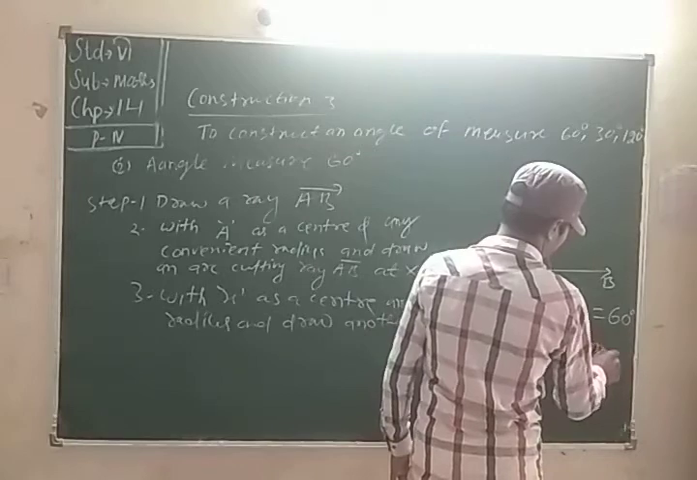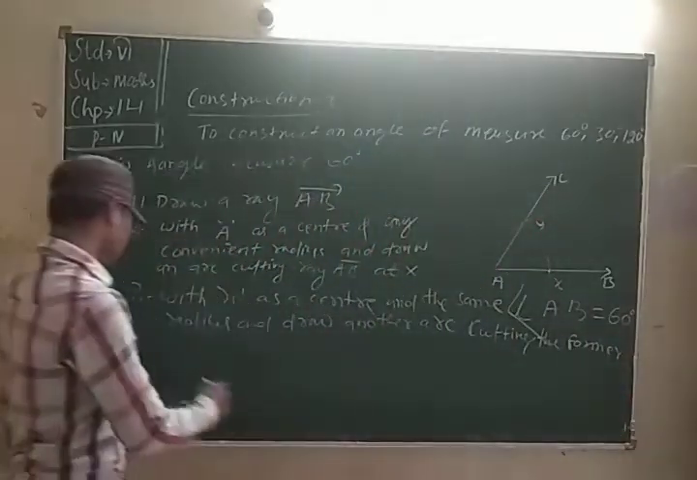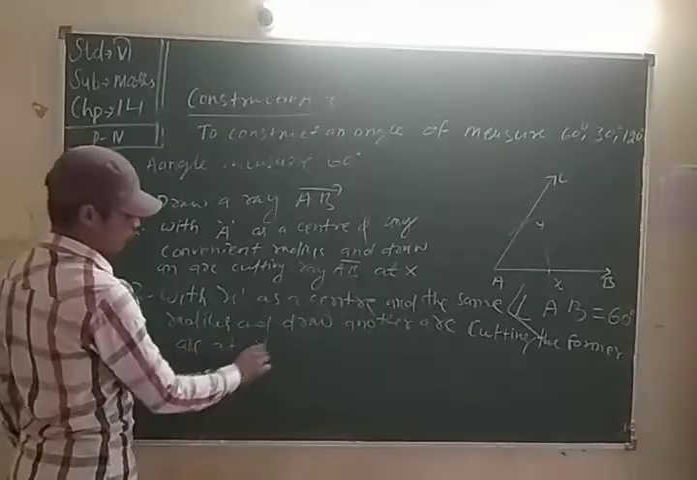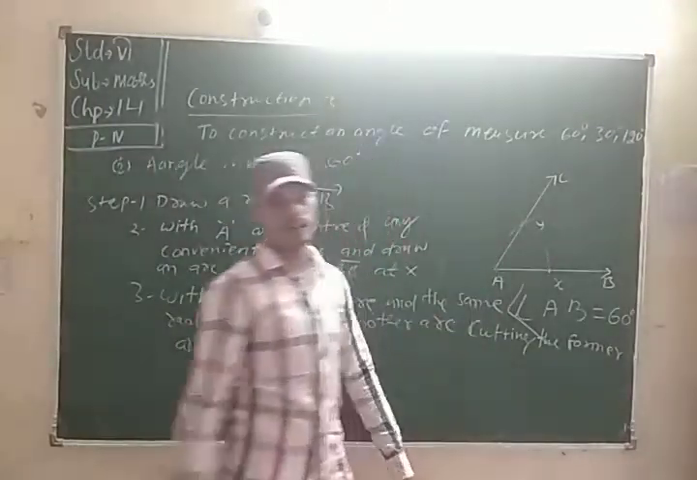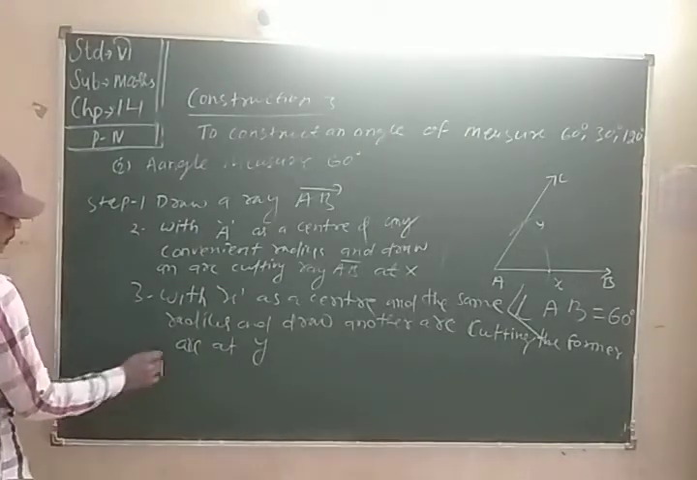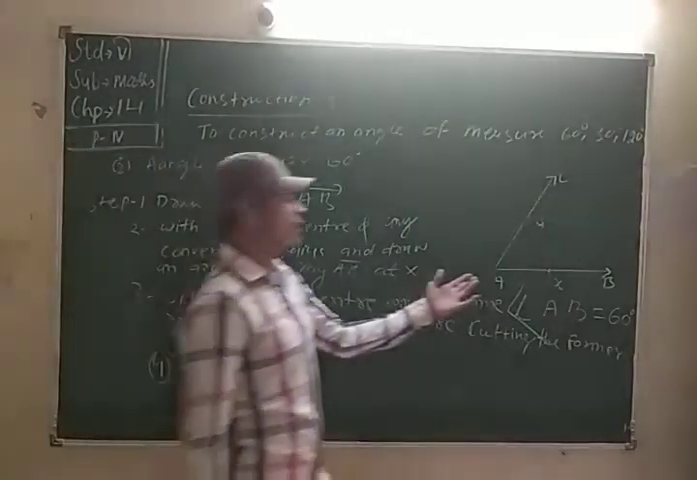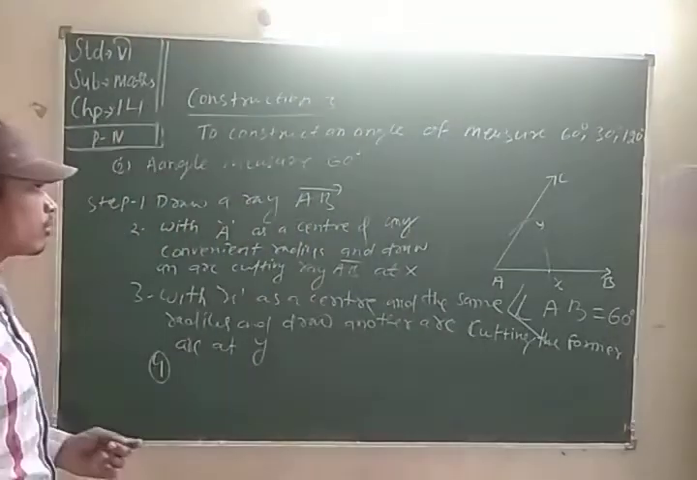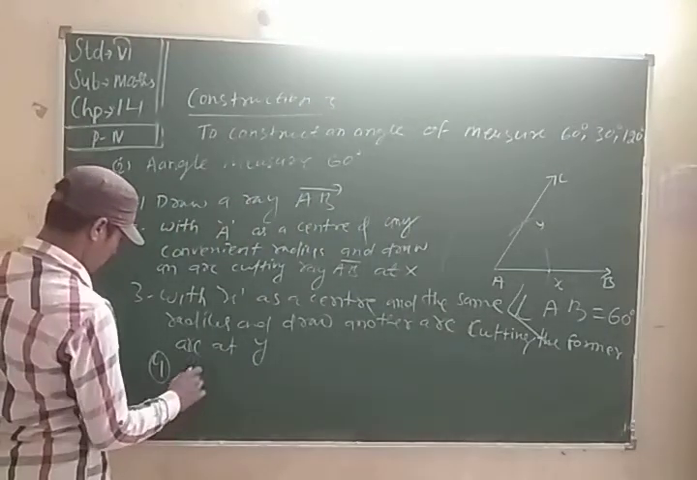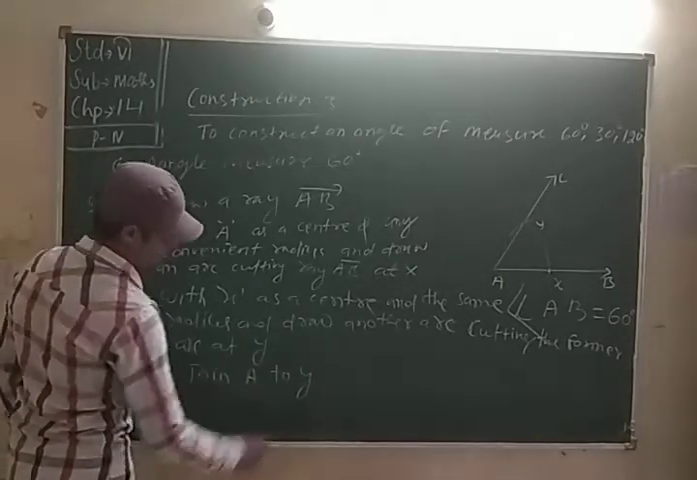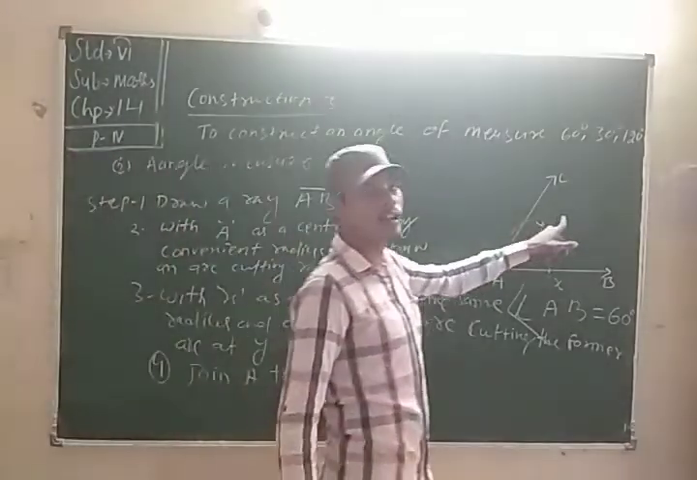Cutting the former arc at a point. Now the last step. Then we can do it in 4 steps. What is the last step? Join A and Y with the ruler. So join A to Y. Here is the A, here is the Y.